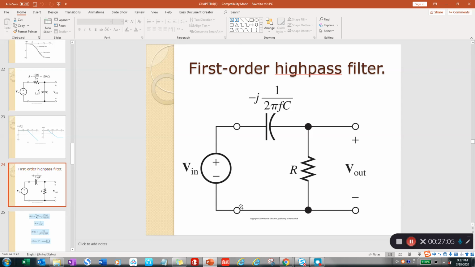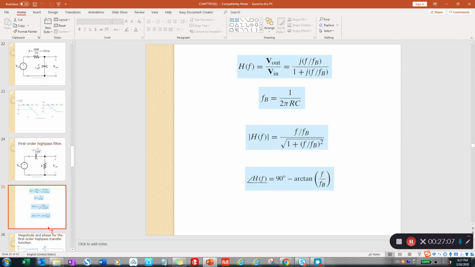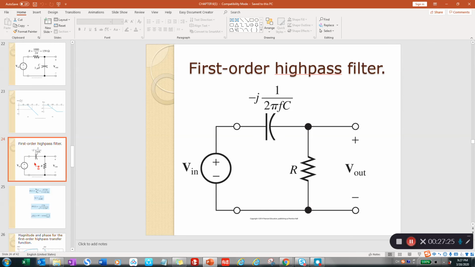So if we want to get the transfer function of this high-pass filter, we are going to follow the same procedure. We are going to get the output voltage divided by the input voltage. We are going to get our transfer function. Then how to get the output?